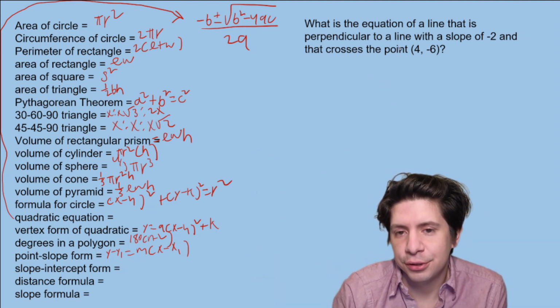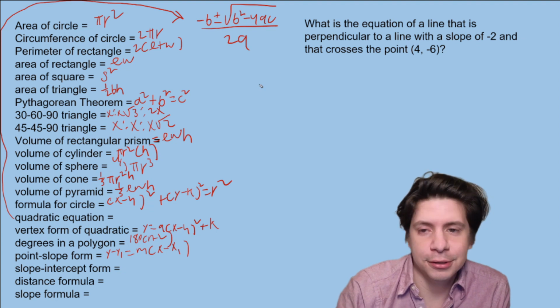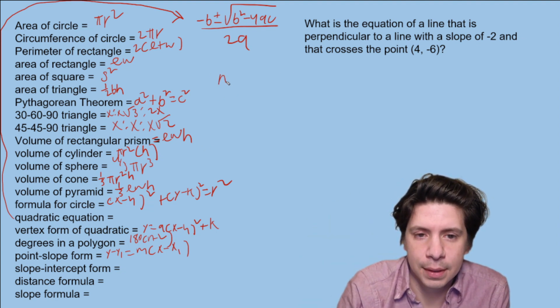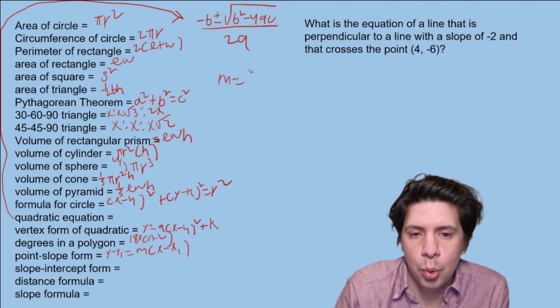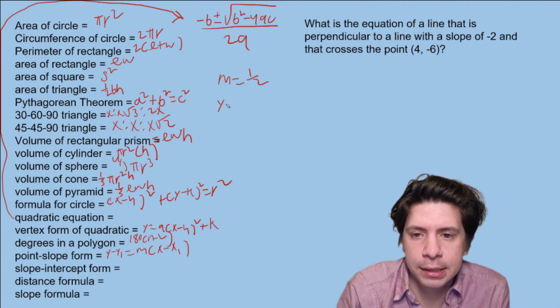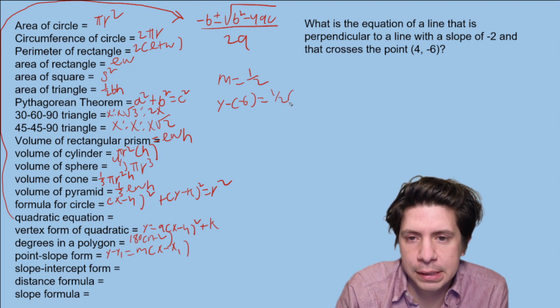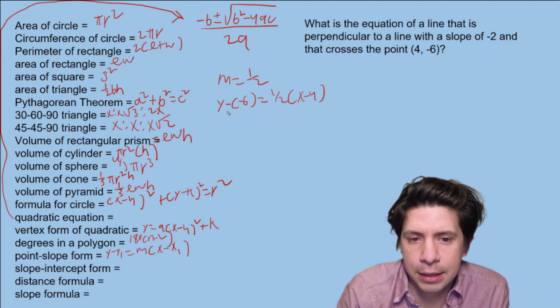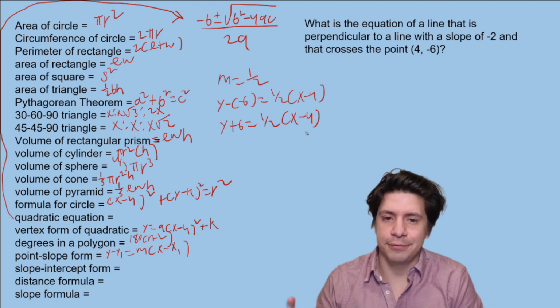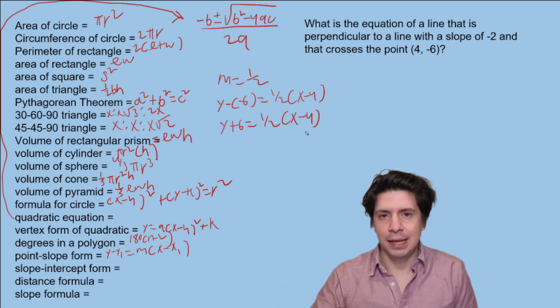So if you have a perpendicular to a line with a slope of negative 2, perpendicular lines are negative reciprocals, so m is going to equal 1/2, and then the point is 4, negative 6. So we're going to do y minus negative 6 equals 1/2 times x minus 4, and we can combine the left side, so it'll be y plus 6 equals 1/2 times x minus 4. You would move it over to find slope-intercept form, but it's not asking for that. It's just asking for the equation, so you can leave it like this, and that is point-slope form.